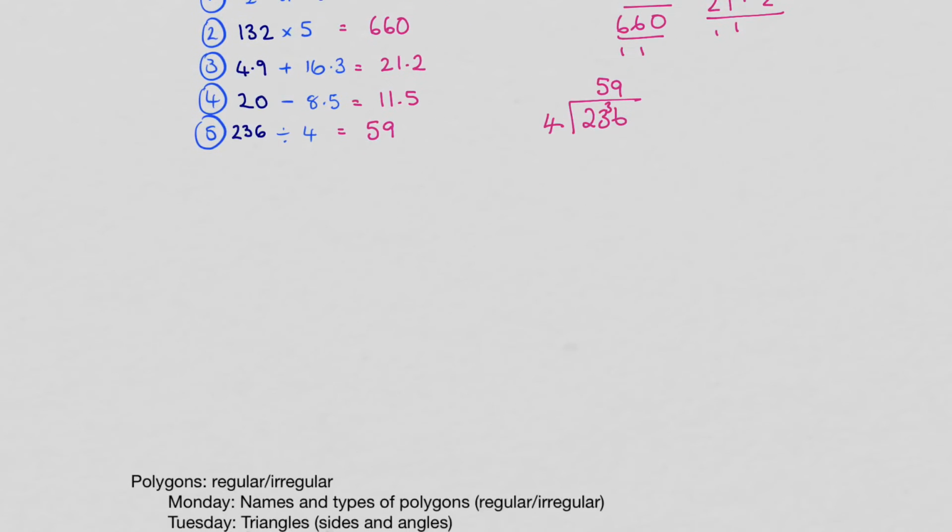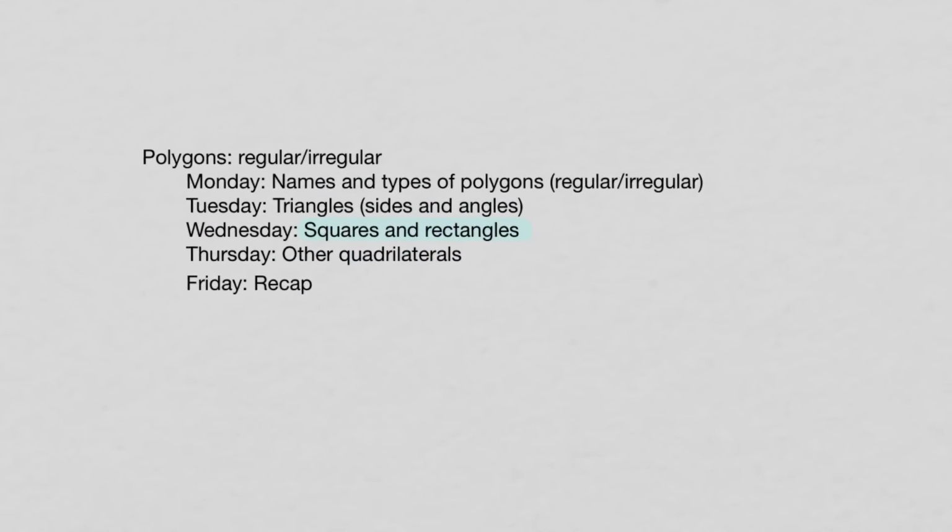So what we're going on to today is looking at squares and rectangles. We're just going to have a general look at squares and rectangles. Yesterday we looked quite in detail at triangles, the different names of triangles depending on the length of the sides and the sizes of their angles. So today we're going to look at squares and rectangles, but we don't have the same kind of classification as we do for triangles.